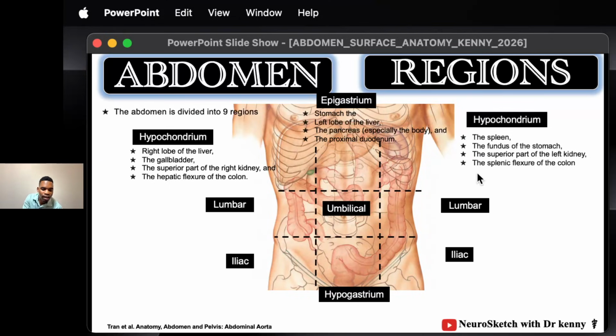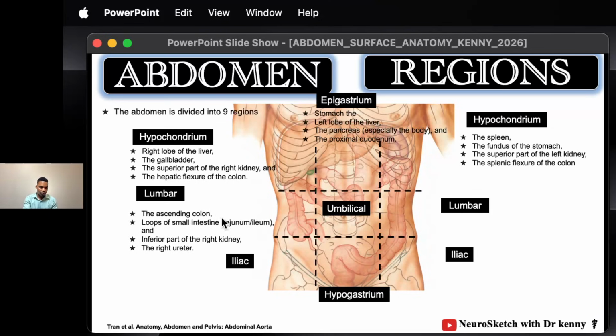Next we have the left hypochondriac region. What you should remember at this point in the left hypochondriac region is the presence of the spleen. The spleen is found in the left hypochondriac region, but also the superior part of the left kidney and this part of the colon. Don't worry about them, we're going to discuss them in detail.